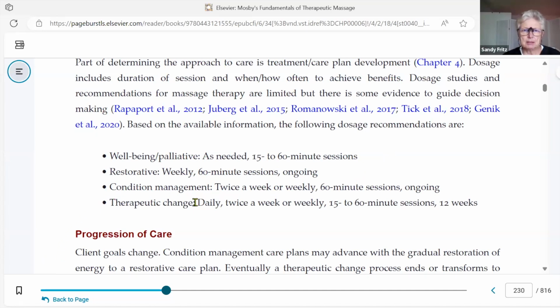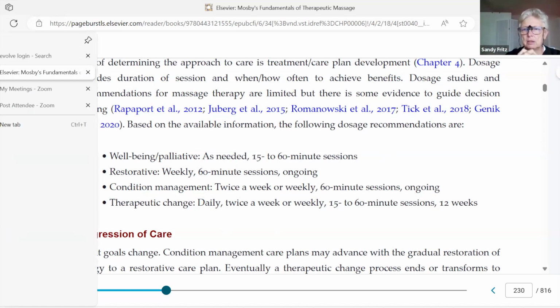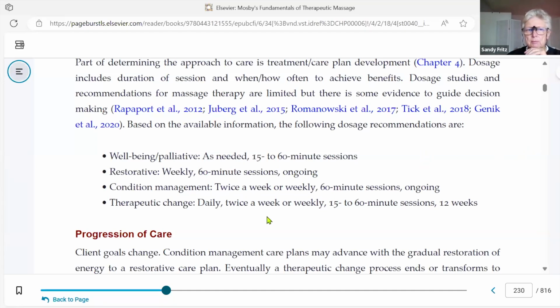Condition management, this is where there is an underlying pathology, and the goal is to try to manage the symptoms as much as feasible. You certainly are going to be working with professionals, as they're likely to be receiving care from others. Depending on whether they're having a difficult week, maybe you would see them twice a week or weekly. 60-minute sessions ongoing.